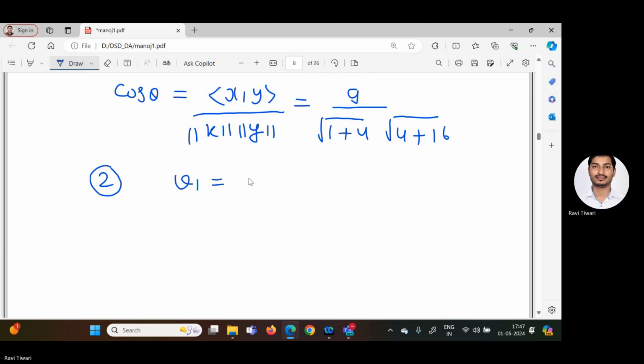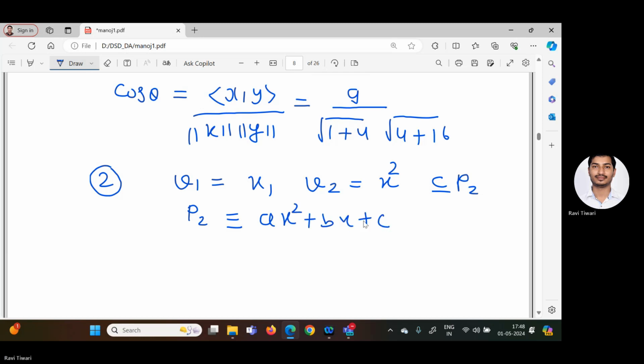These two are subspaces of P2. P2 means the set of all polynomials of degree at most two. The structure of P2 can be said to be equivalent to R3. If we choose vectors of P2, I have to calculate the angle between u and v.